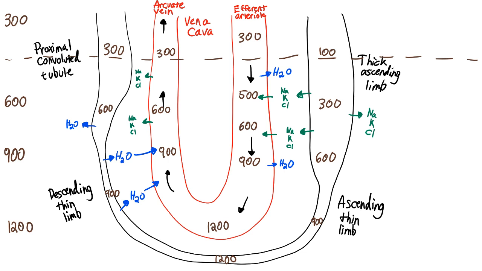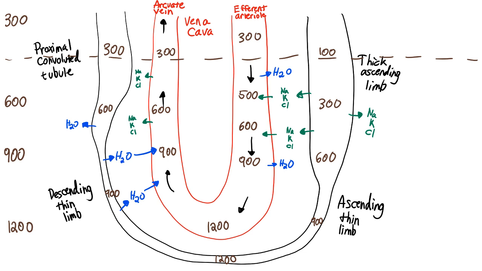The vasa recta has descending and ascending components, which flow in the reverse direction of the nephron. So we see the nephron flows from left to right, however, the vasa recta flows from right, starting from the efferent arteriole, to left, which leads to the vein, or more specifically, the arcuate vein.